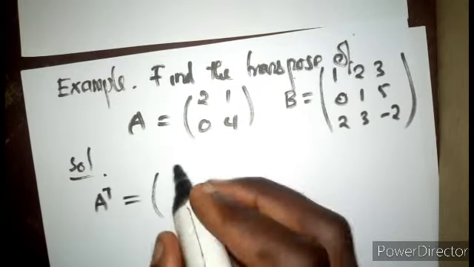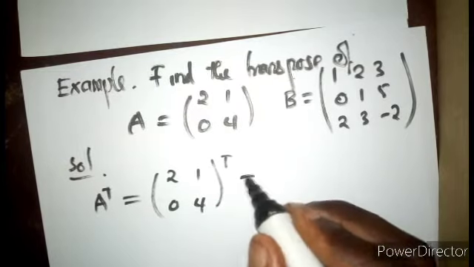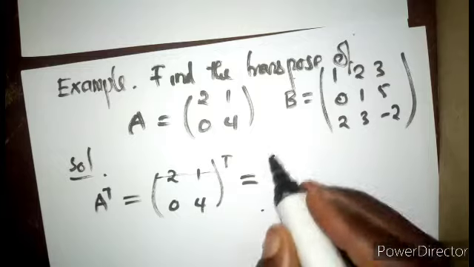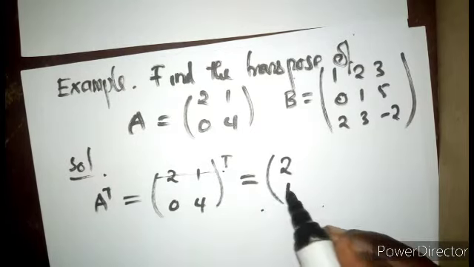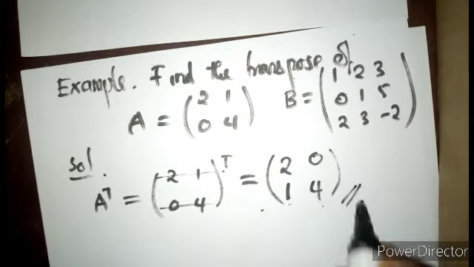A transpose is actually 2, 1, 0, 4, transposed. Remember, the transpose of this matrix means what? This row becomes the column of the new matrix. So we have 2 1 becomes 2 1, and this becomes the next column. We have 0 4, and we are done.